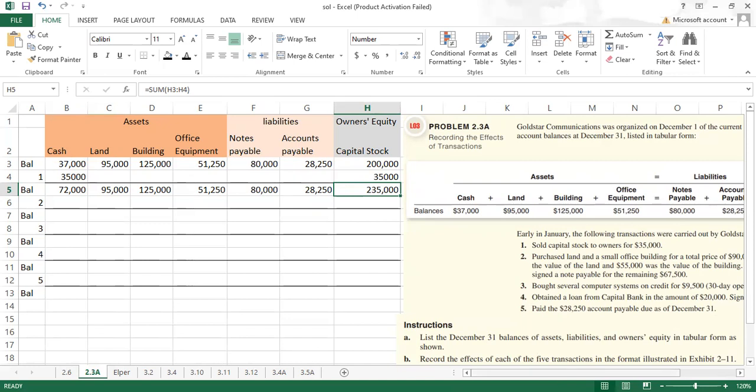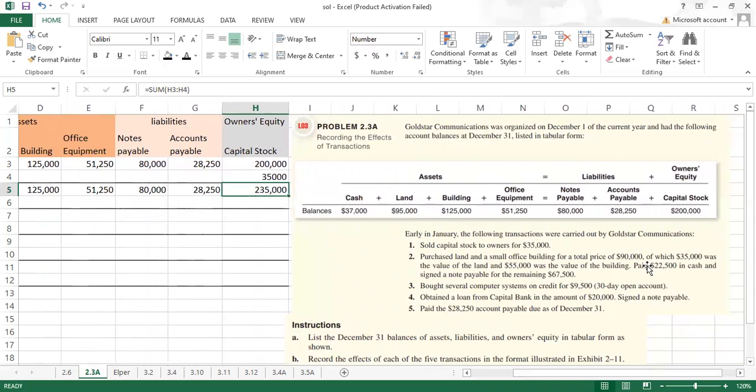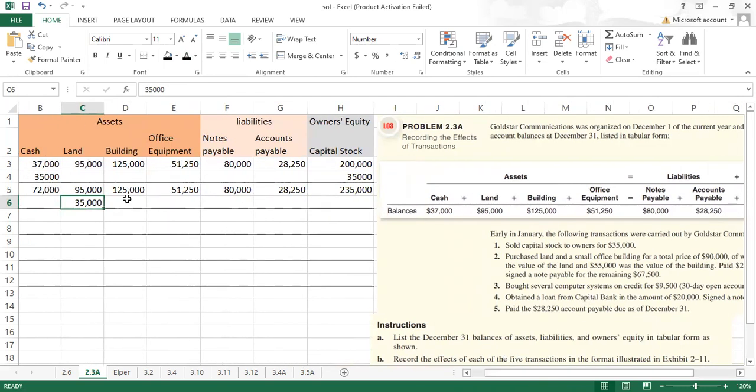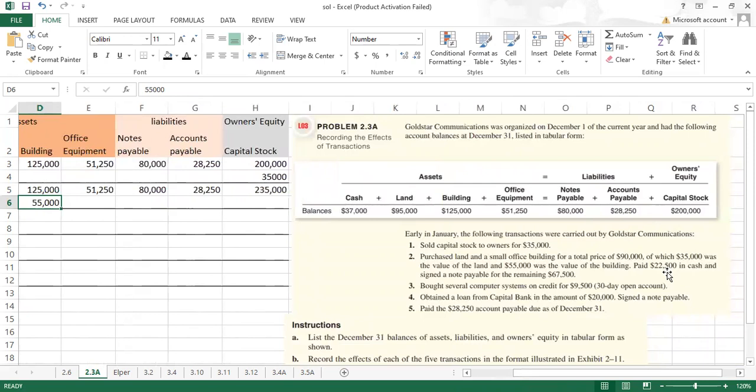Now the second one is purchased land and a small office building for a total price of 90,000, of which 35,000 was the value of land and 55,000 was the value of building. So we're going to use these separate amounts. We know that we have purchased land and an office building. The amount for land is 35,000, so we're going to increase land by 35,000, and office building is going to increase by 55,000.